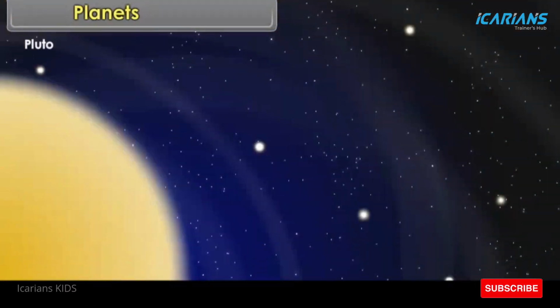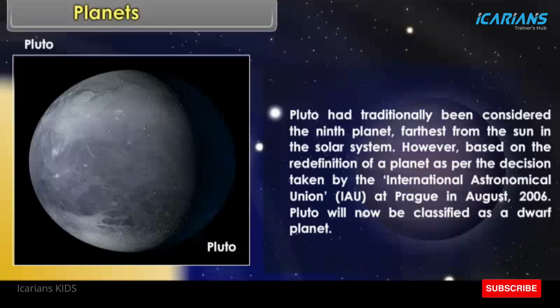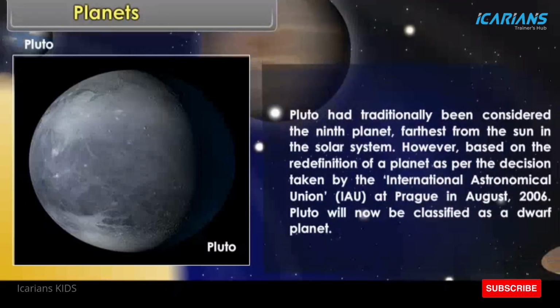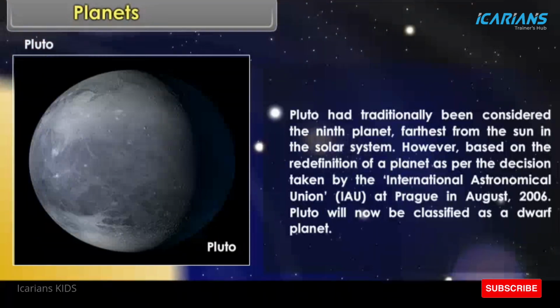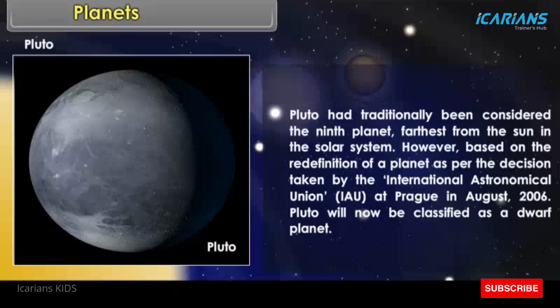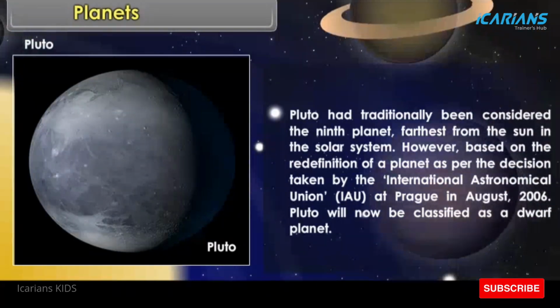Pluto. Pluto had traditionally been considered the ninth planet, farthest from the Sun in the solar system. However, based on the redefinition of a planet, as per the decision taken by the International Astronomical Union (IAU) at Prague in August 2006, Pluto will now be classified as a dwarf planet.